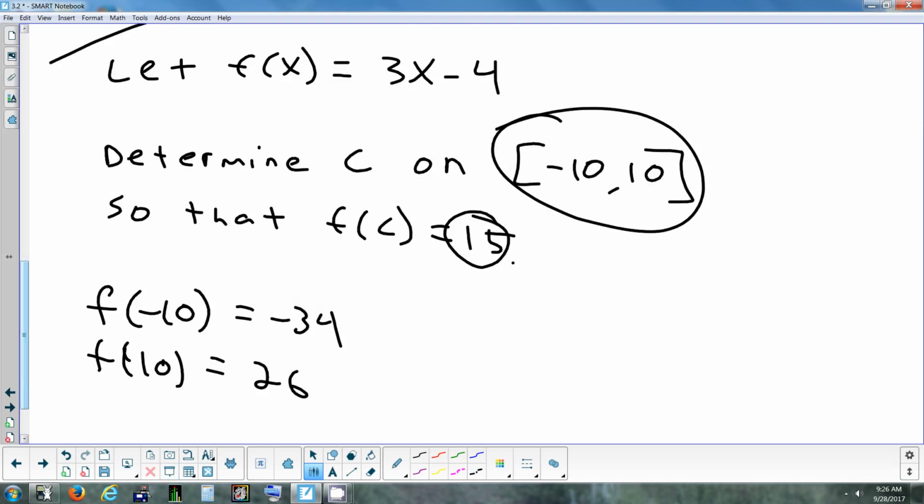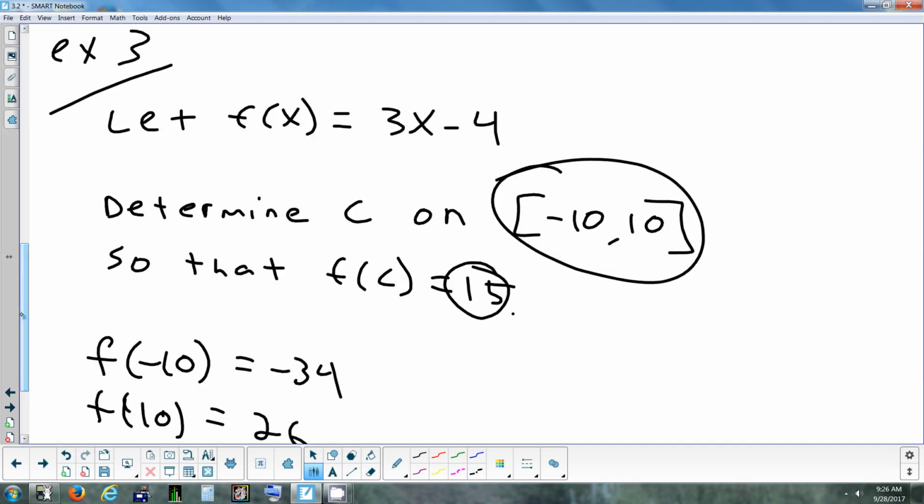Okay. Yes. Yeah, I have to. Right? I'm going from negative 34 to 26. I'm going to go through every number in between, including 15. Now I just want you to tell me where you go through 15. So where would I plug in 15 to find that value?